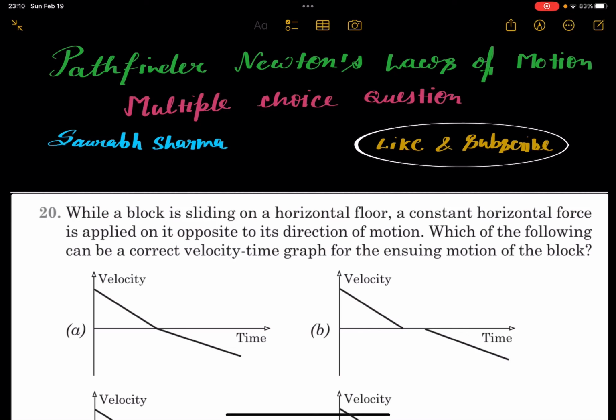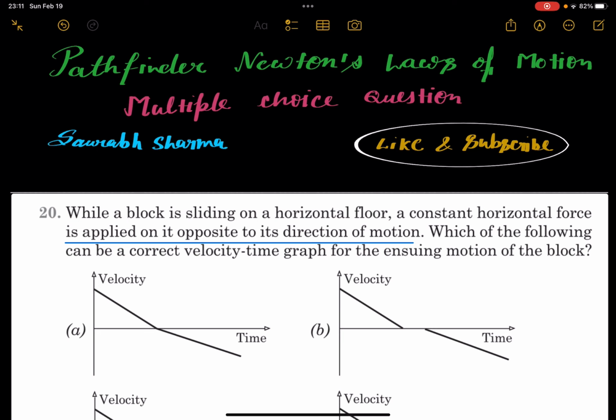Hello friends, I am coming with question number 20 of Pathfinder Newton's laws of motion. What is the wording of this question? The question says: while a block is sliding on a horizontal floor, a constant horizontal force is applied on it opposite to its direction of motion. Which of the following can be the correct velocity-time graph for the ensuing motion of the block?